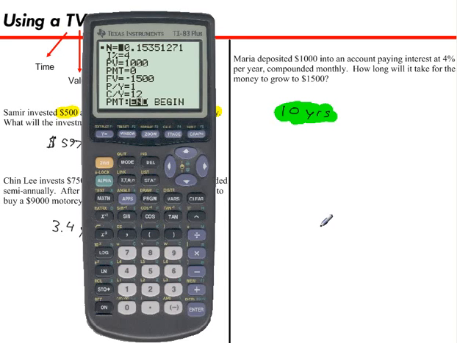Turns out Maria is going to have to wait a long time, 10 years. And there's our answer flashing right there. If you didn't get 10 years, have a look at our variables here and make sure you entered everything in correctly. The compounding periods were 12 because it's compounded monthly. Also, make sure you entered your future value as a negative $1,500. 10 years.